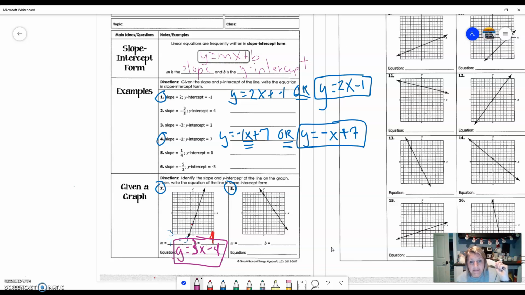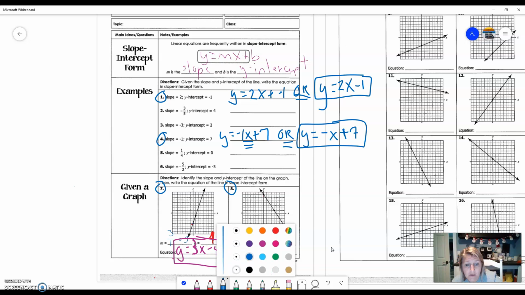So take a look at number 8. Again, we are going to find the y-intercept first, which is right there. So from 0, 0, you have to count. You go up 1, 2, 3, 4, 5, 6, 7. So you went up 7, so it's +7. Then you have to find your slope.